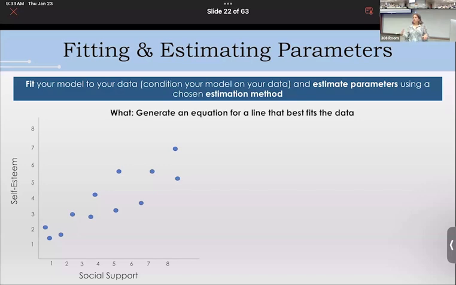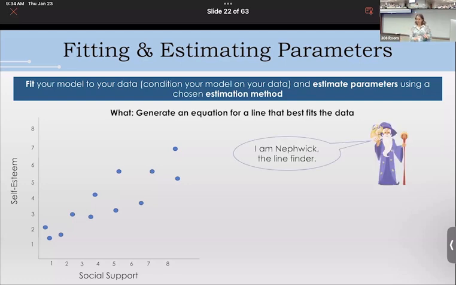Okay? What does that really mean under the hood? We generate an equation with coefficients, those are the estimates, that best fit our data. That's in English. But the vocabulary is fitting our model to the data and then estimating population parameters, or estimating parameters, using some sort of estimation method. Cool so far?